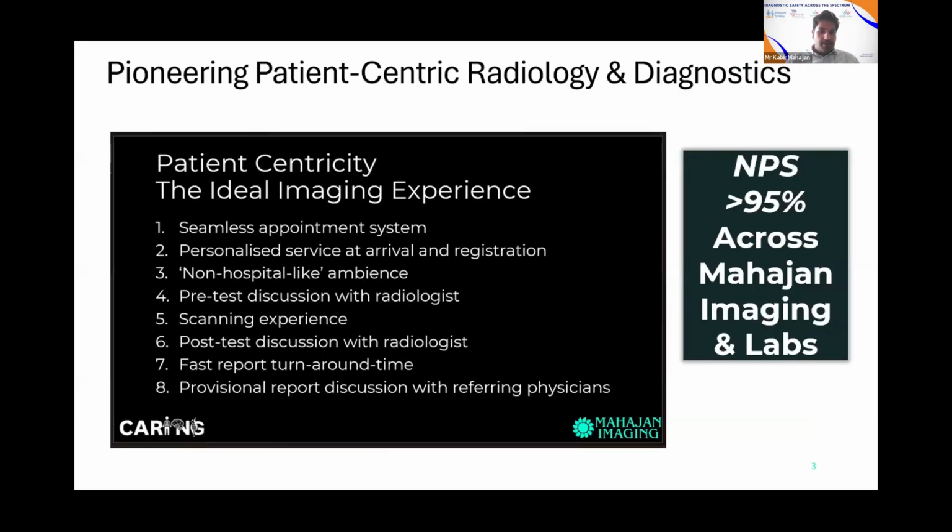So at Mahajan Imaging and Labs, we believe we are pioneers in patient-centric radiology and diagnostics. And this was a lecture that our founder, Dr. Ash Mahajan, had presented at one of the largest radiology conferences, which revolved around patient centricity. This is the practice that we follow, right from a seamless appointment system, personalized service, ambience, interaction with our radiologist, the experience of actually undergoing the scan, and then once the test is done, ensuring a post-test discussion with our doctors, a quick turnaround time, and also interaction with our referring physician. And this is great because it leads to a net promoter score of 95% across our network.